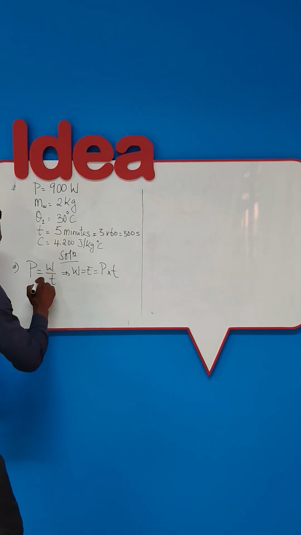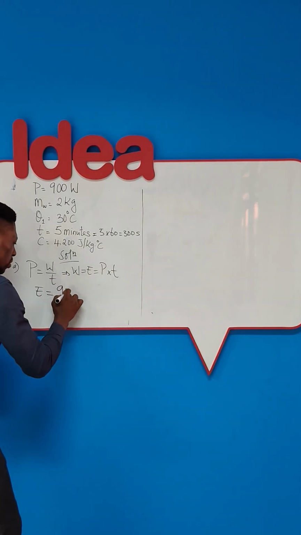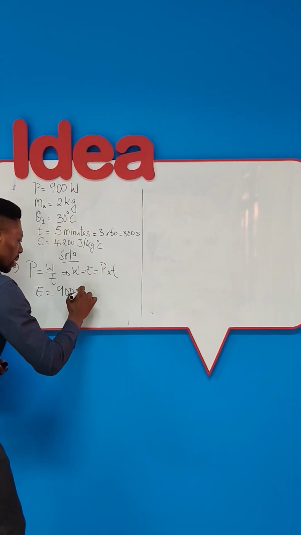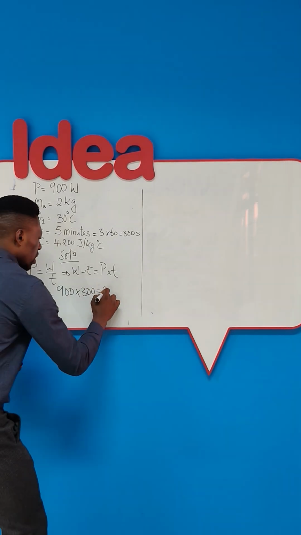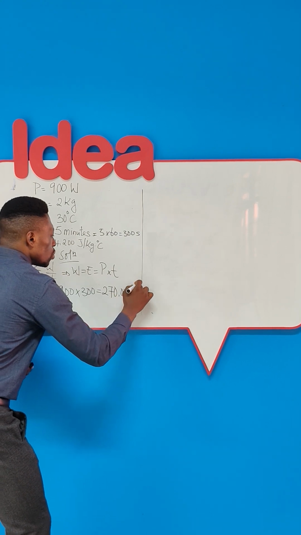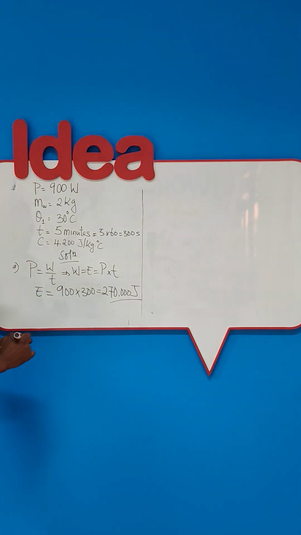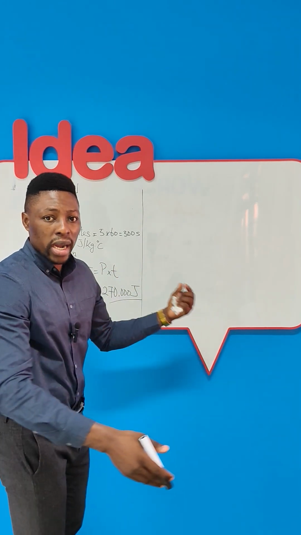So let us find the energy, which is going to be the power, 900, times the time taken, which is 300 seconds. If you do this correctly, you're going to obtain 270,000 joules of energy. So within 5 minutes, this is how much heat energy was supplied to the water by the kettle.